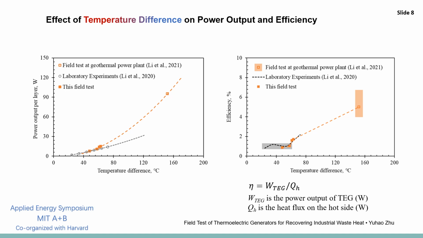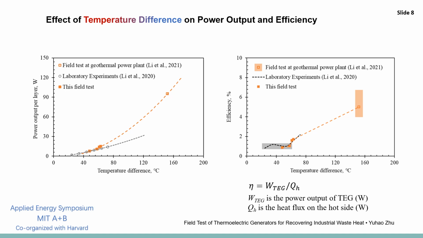At higher fluid pressures, the thermoelectric modules installed between the fluid channels could have better contact with the fluid channel walls and less thermal resistance, which could improve the performance of TEG. The efficiency of TEG in the field test was similar to the laboratory result. The efficiency increased with temperature difference.